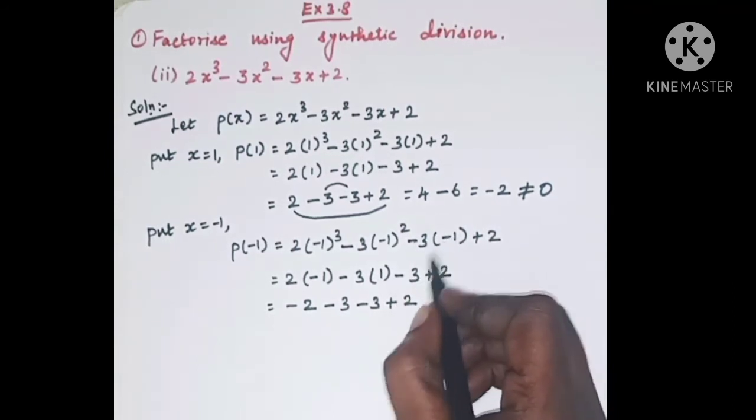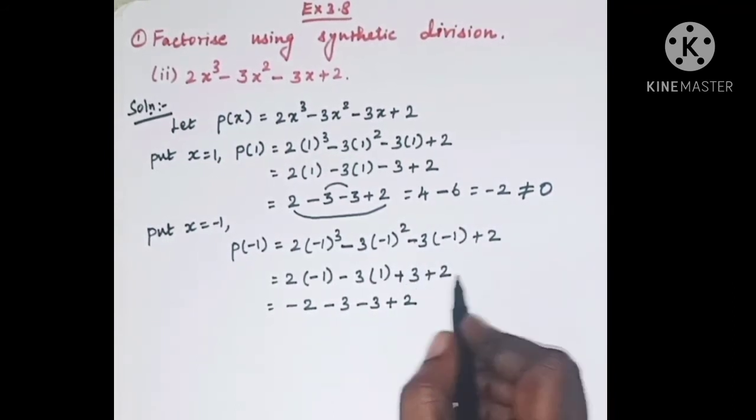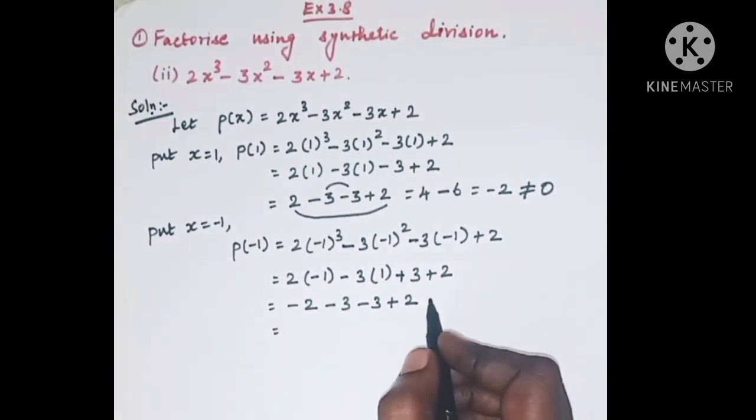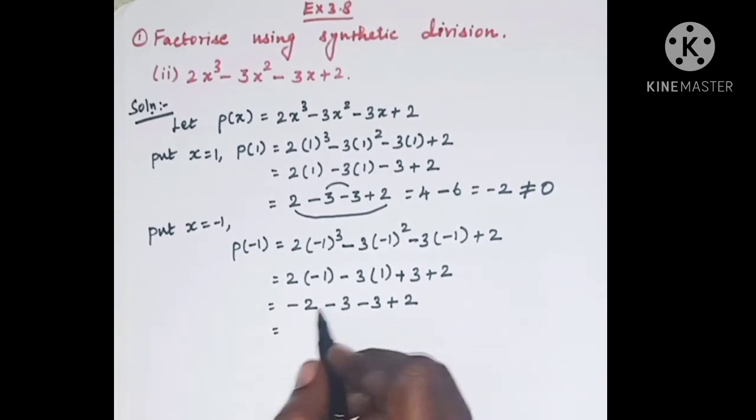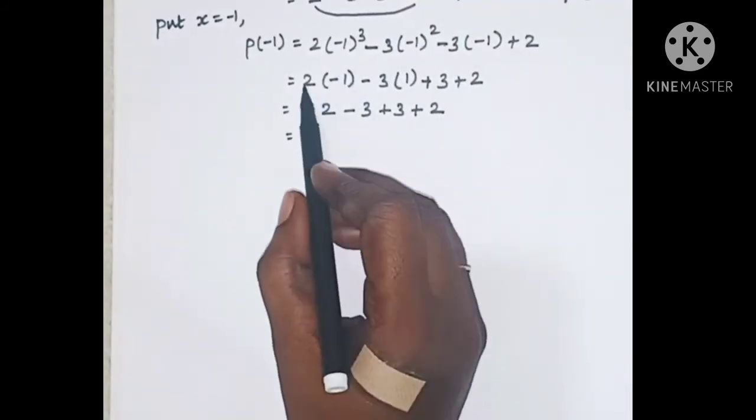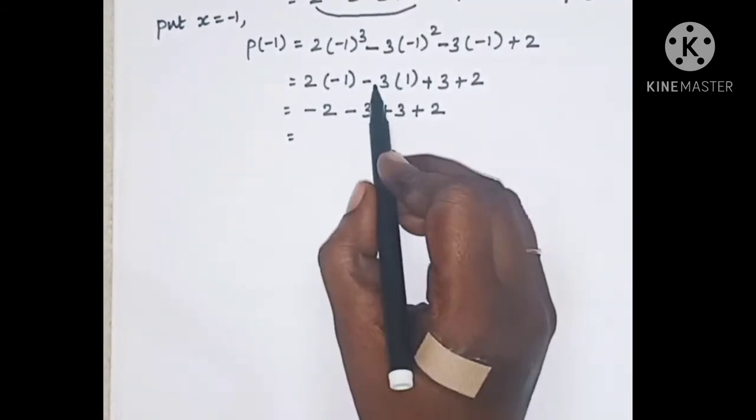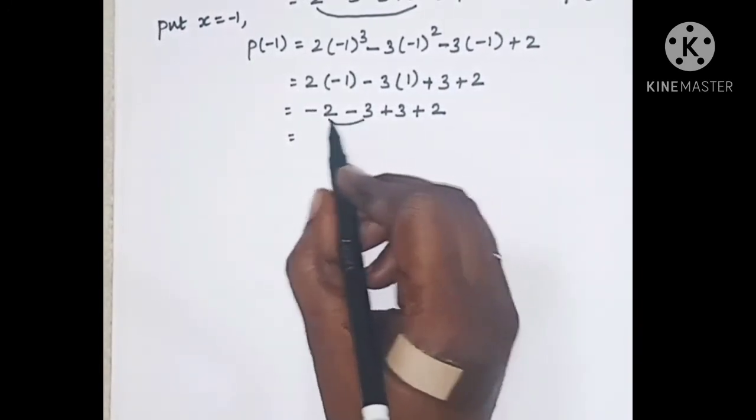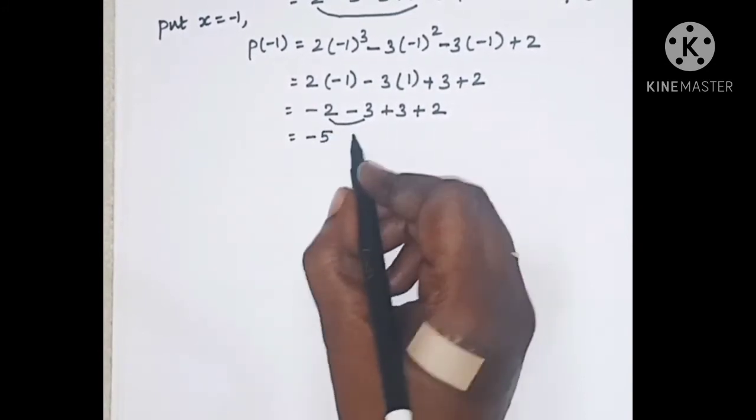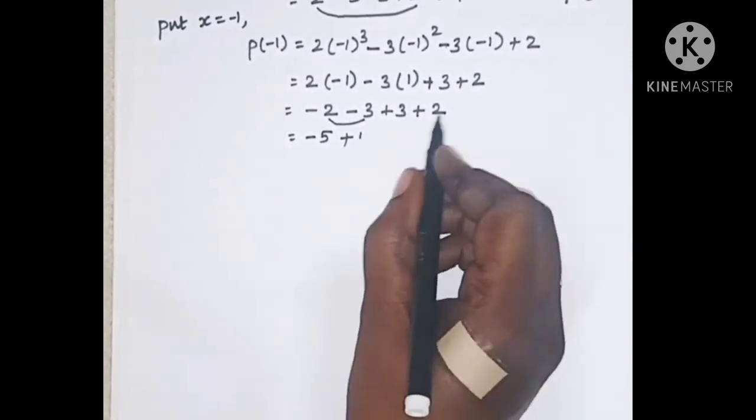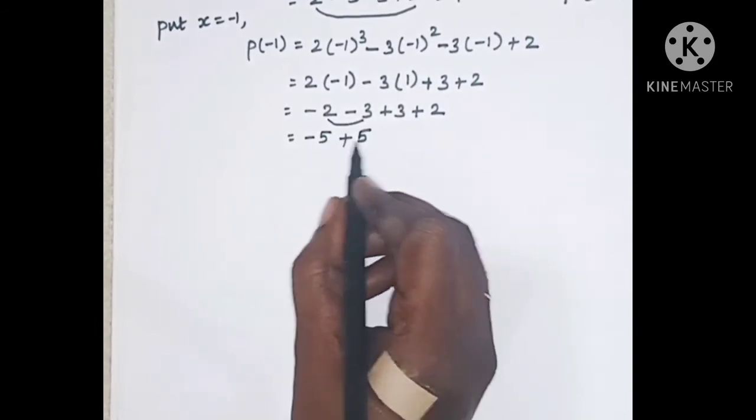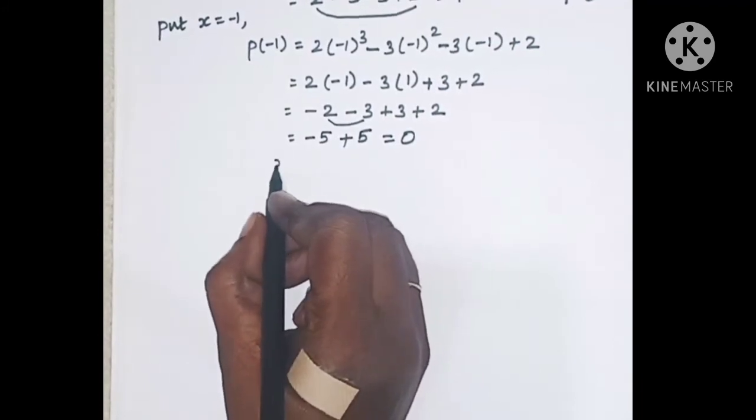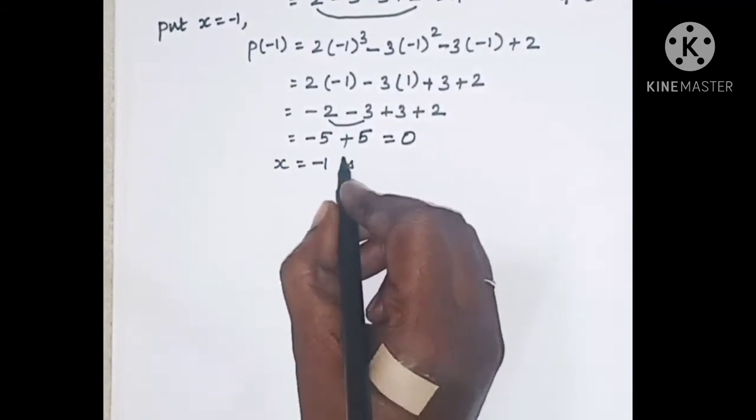Here minus 1 into minus 1 plus 3 ones are 3 plus 3 plus 2. Now adding the like terms. So here 2 into minus 1 is minus 2, minus 3 into 1 is minus 3, plus 3 plus 2. Adding the like terms, minus 2 minus 3 will become minus 5, and plus 3 plus 2 will become plus 5. So minus 5 plus 5 will become 0. Therefore x is equal to minus 1 is a factor.